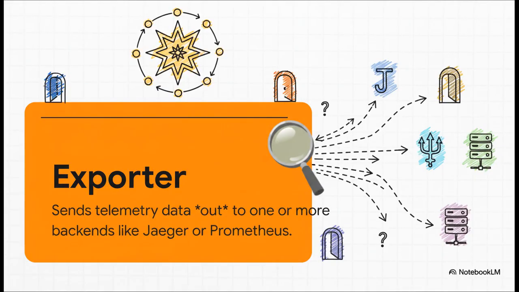And finally, exporters. This is the outdoor of our pipeline. An exporter takes all that nicely processed data and sends it to your backend, whatever that may be. This is the component that gives you the superpower of being vendor neutral. You can send traces to Jaeger and metrics to Prometheus from the very same pipeline. You could even send the same data to multiple backends at once if you're migrating or just want to compare them. It gives you total freedom.